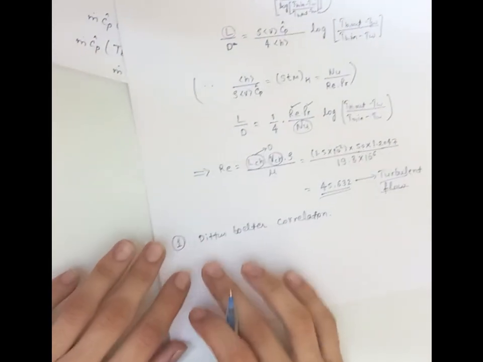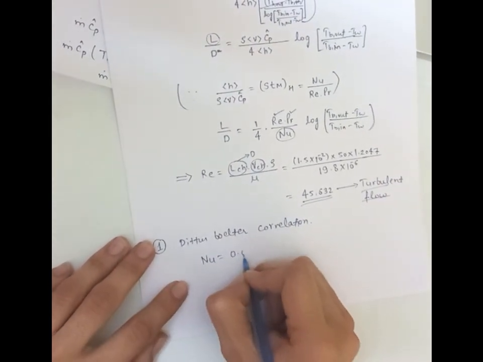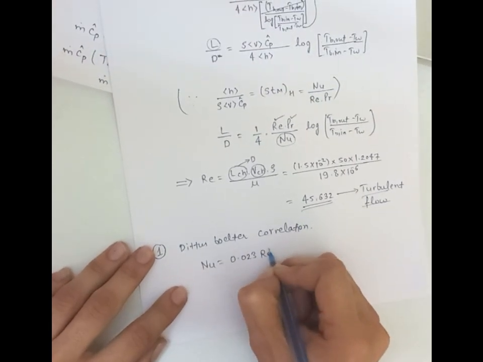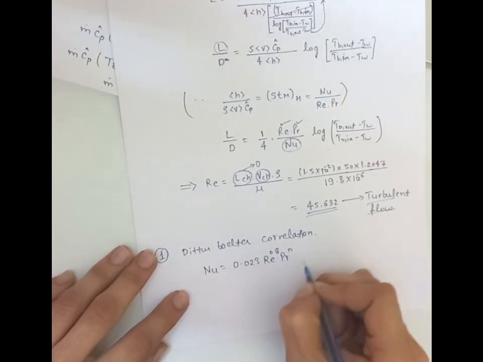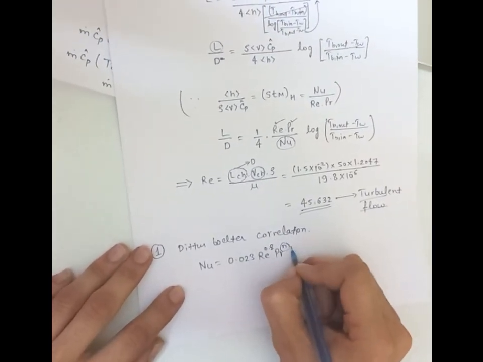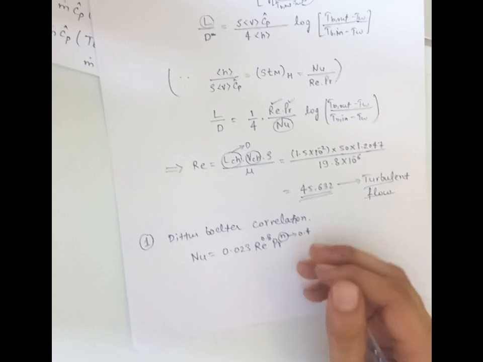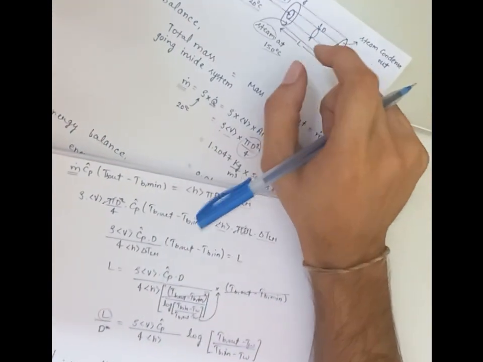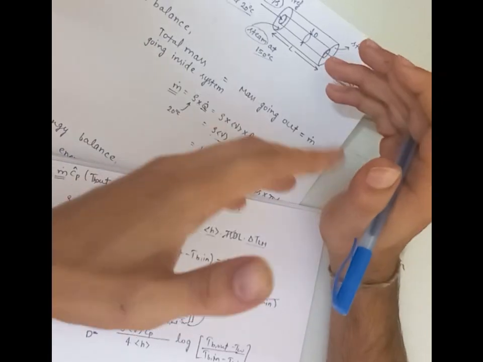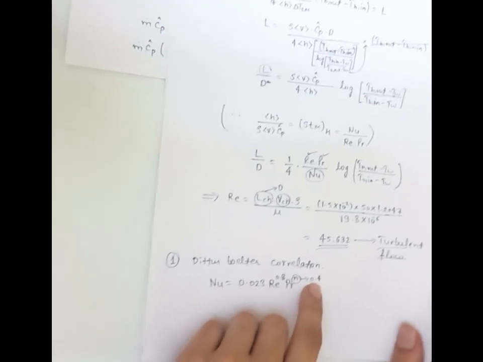Okay, so for the Dittus-Boelter correlation, the formula for the Nusselt number is some constant, times the Reynolds number to the power 0.8, or 4 by 5, and then the Prandtl number to the power n. For this, n will be 0.4 when we are heating, and 0.3 when we are cooling. But we know in this case the steam is transferring its energy to the air, so this is properly a case of heating. The steam is giving its heat to the air, so this is heating, not cooling. So we will use n as 0.4 only.